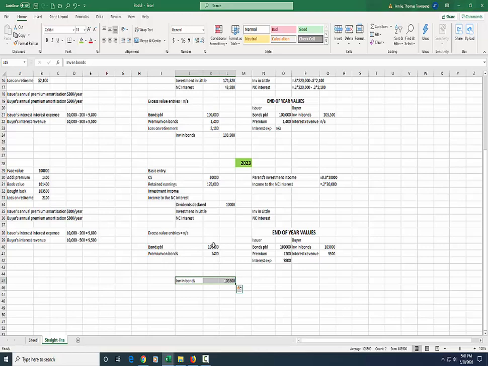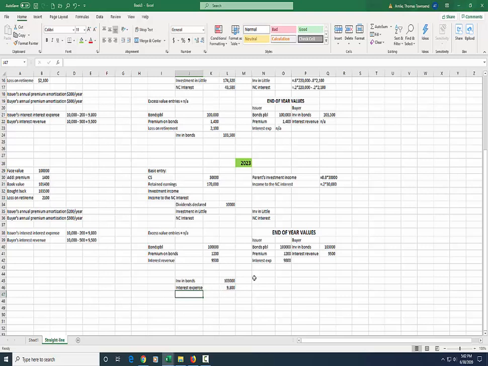Make some room. Bonds payable, $100,000. Premium on bonds, $1,200. Investment in bonds, $103,000. Okay, so that part, fairly straightforward. We just pulled that number off of our little table here. Interest revenue, $9,500. Interest revenue obviously is a credit balance, so to get rid of that, we're going to debit interest revenue. Likewise, interest expense is a debit balance account, so to get rid of interest expense, we have to credit it for $9,800.